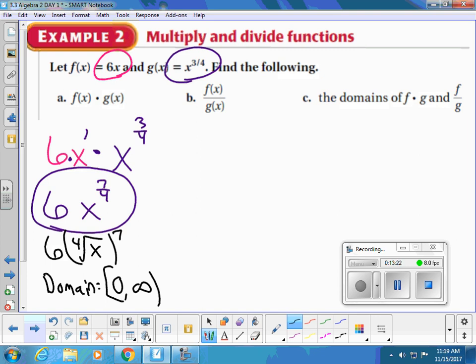And our last one we're going to have time for: f of x divided by g of x. 6x on the top, x to the 3/4 on the bottom. Keeping in mind the 6 and x aren't actually attached to each other. I have a song for this. Do you remember?